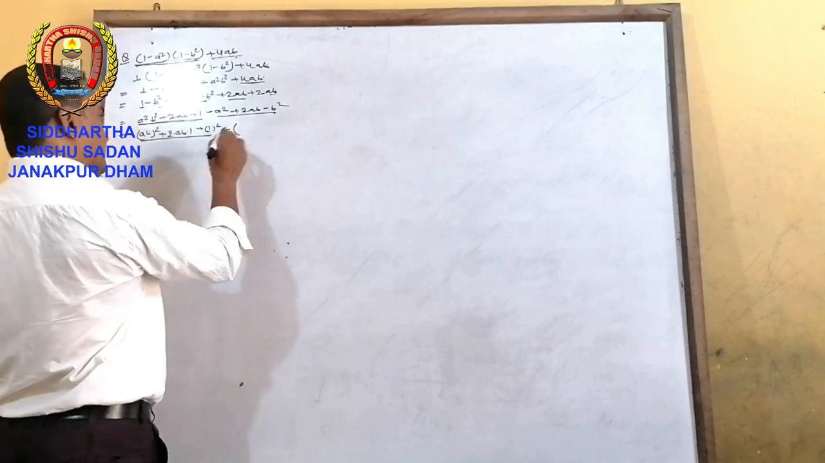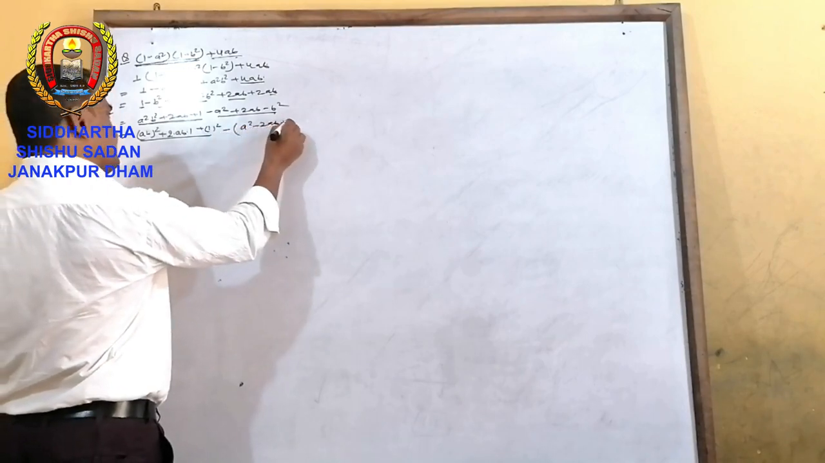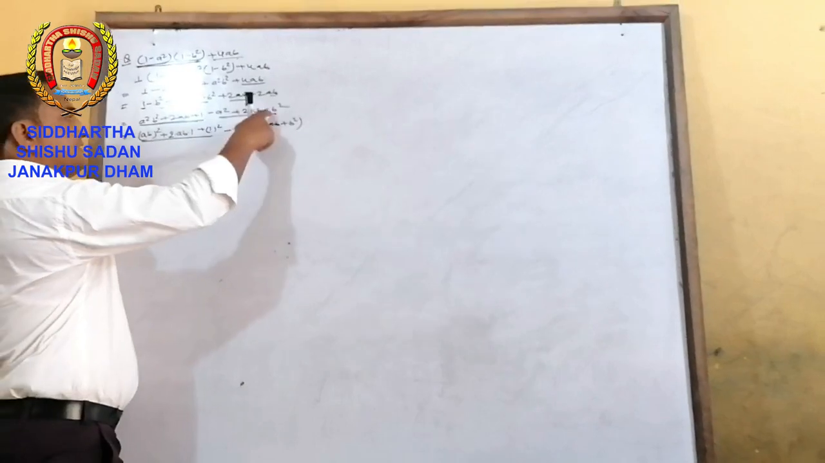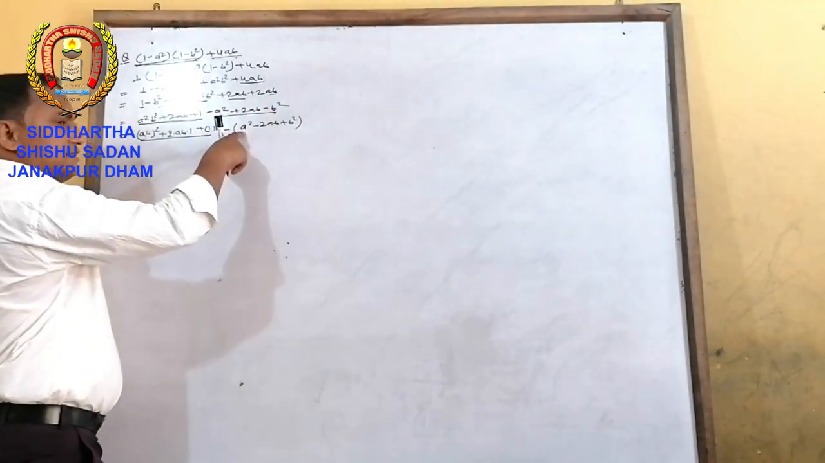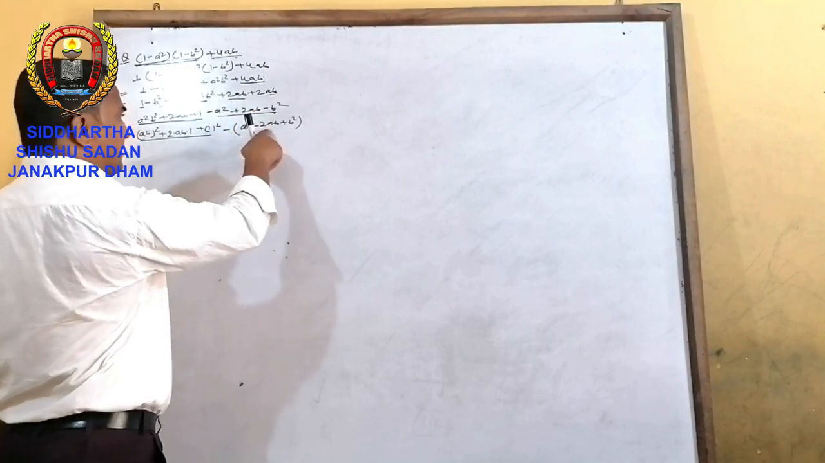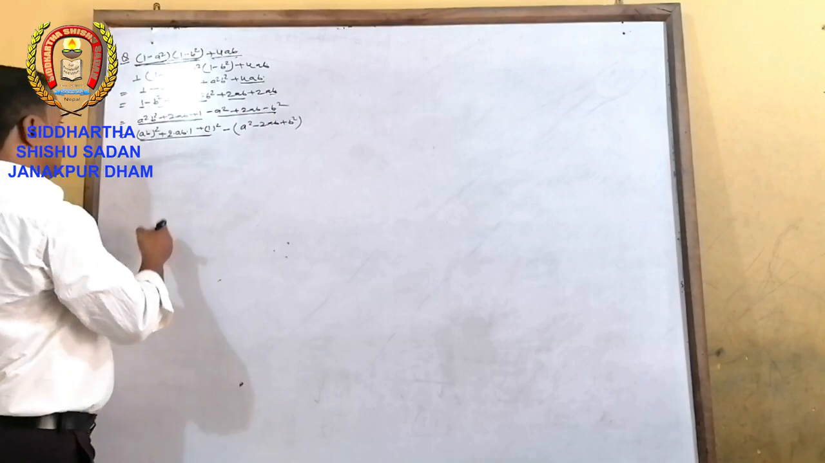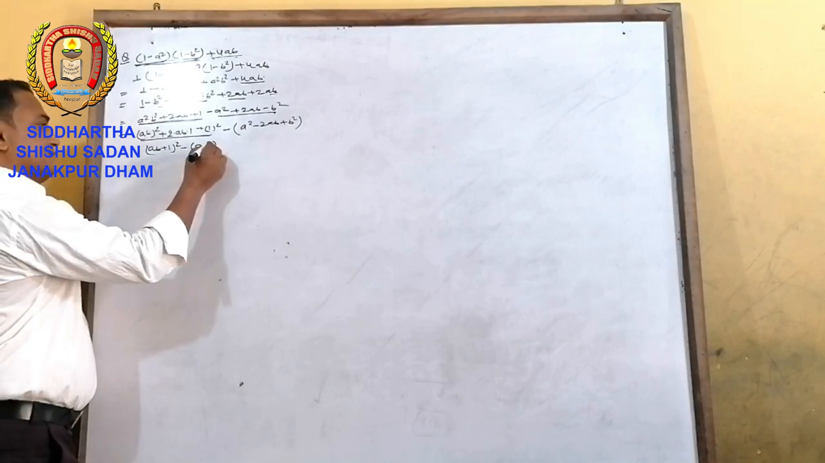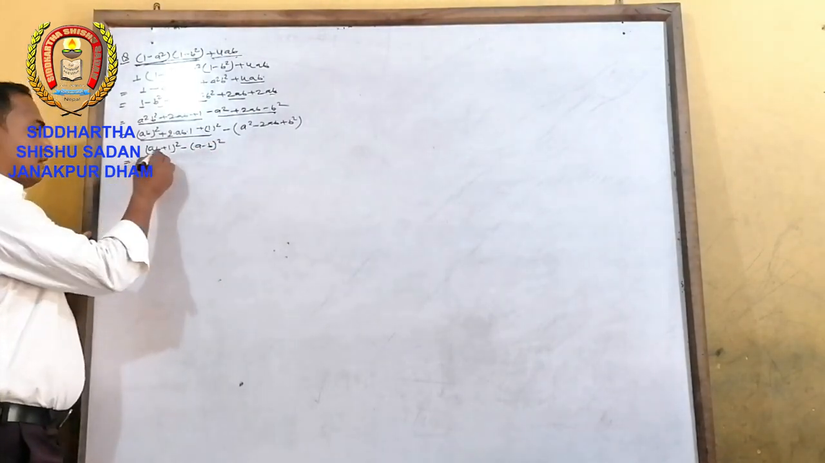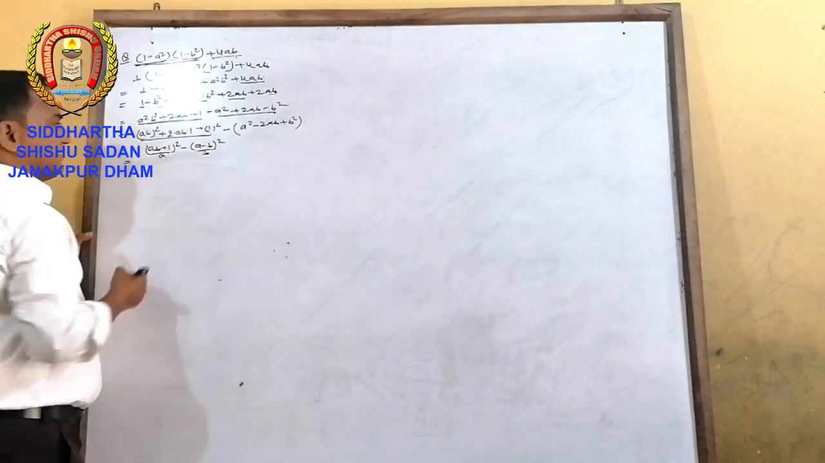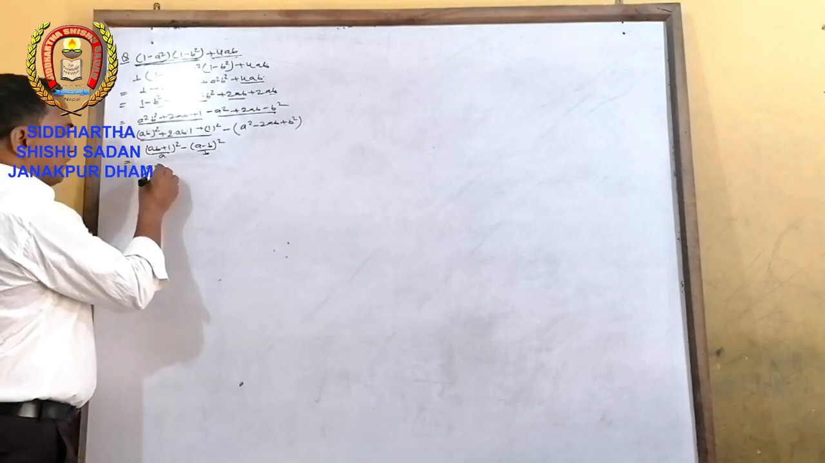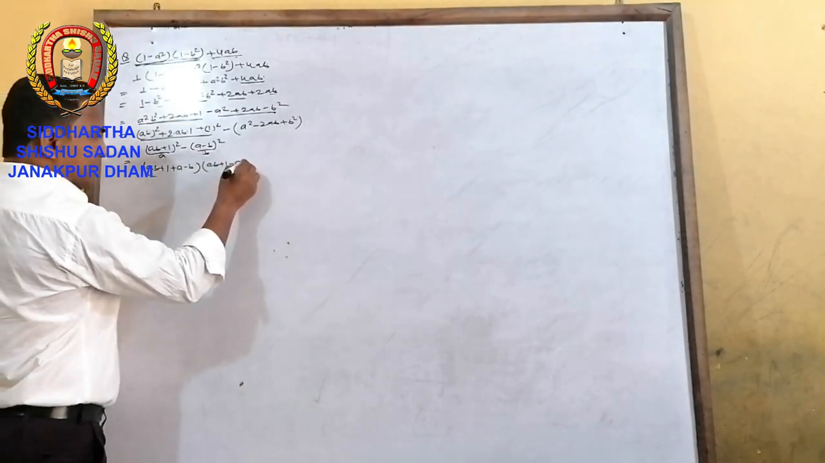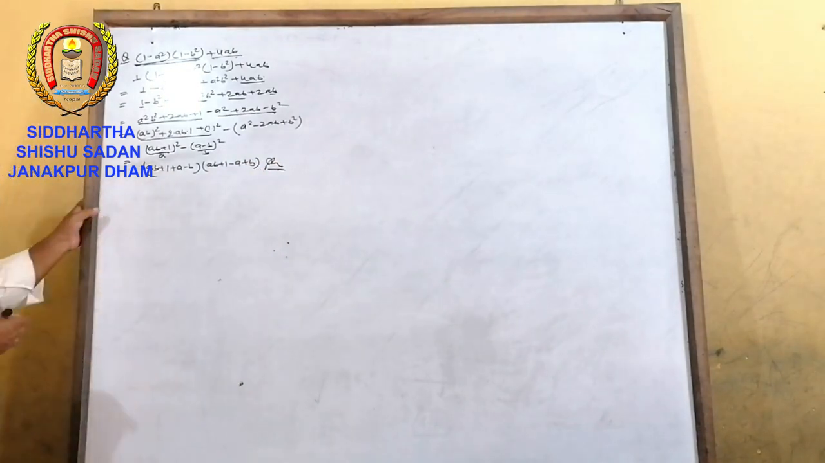So take minus common: minus (a square minus 2ab plus b square). But look here. When we take minus common from all these three terms, minus a square turns into plus a square, plus 2ab turns into minus 2ab, and minus b square turns into plus b square. It is (ab plus 1) whole square minus (a minus b) whole square. Now it is in the form of a square minus b square. So look here: (ab plus 1 plus a minus b)(ab plus 1 minus a plus b). Like this we have to do.